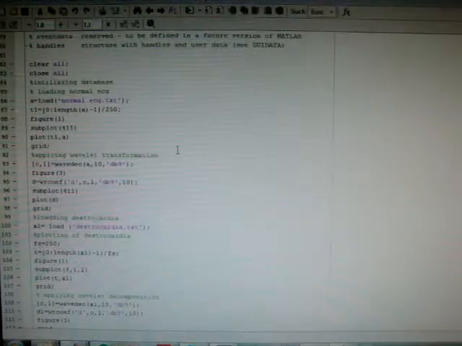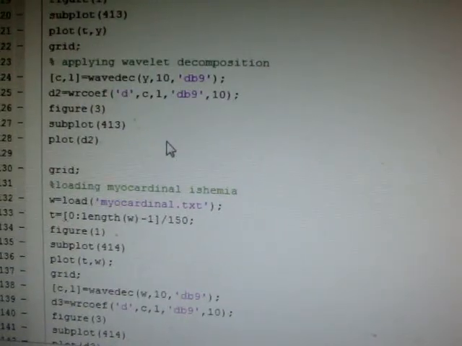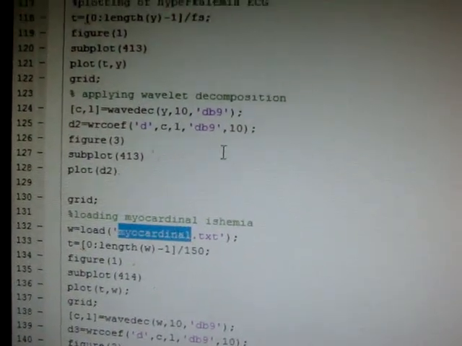The first stage is about making initialization of the database. In this stage, we take four different ECGs. One is normal ECG, the other one is dextrocardia, another one is hyperkalemia, and another one is myocardial infarction.